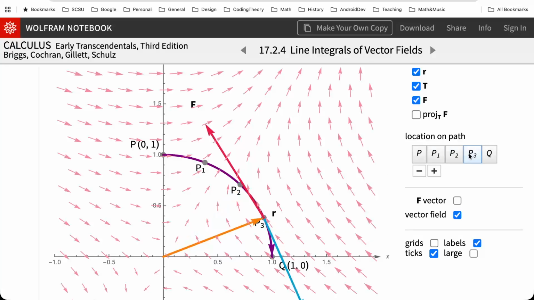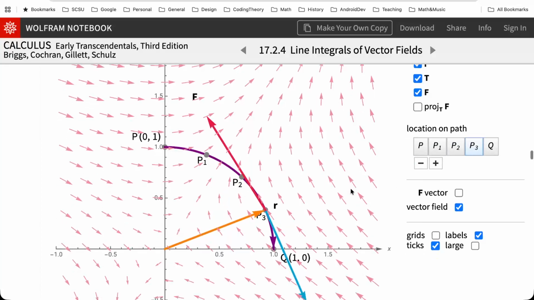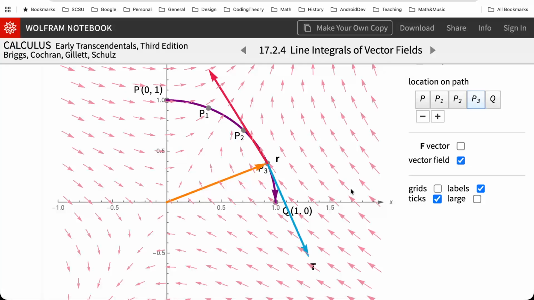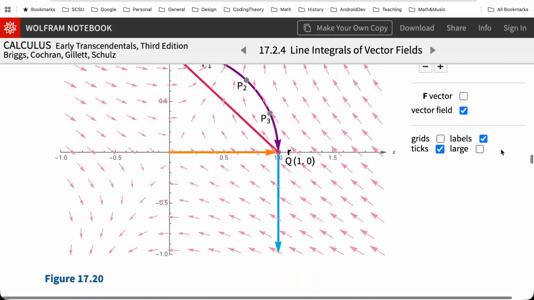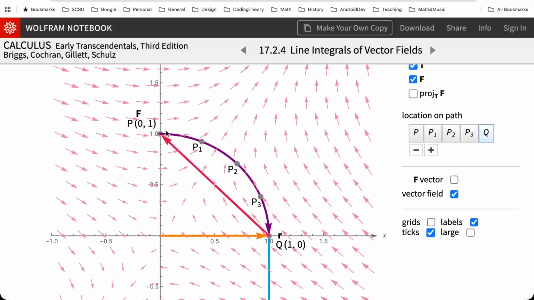At P3, the vectors are pointing in opposite directions. So that's as negative as you're going to get. And at Q, it's not quite as bad because they are pointing against one another, but they're not completely antipodal. Yeah. So, by looking at this thing at P, P1, P2, P3, and Q, you can think of it as a Riemann sum, but what we really want to do is a smooth integral that goes along this entire arc.